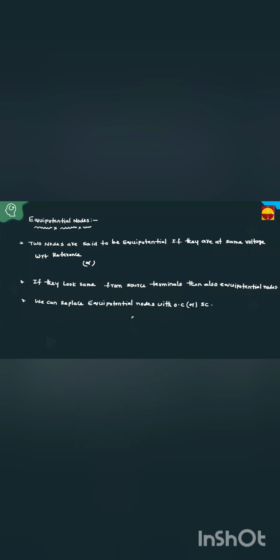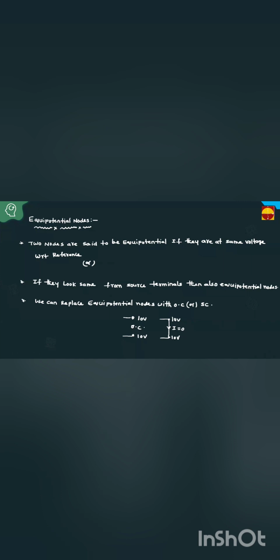See, for example, this is 10 volts, and this is also 10 volts. 10 volts on both sides means no current, and no current means open circuit. We can treat these two nodes as an open circuit. But even an open circuit can be replaced with a short circuit, because with no potential difference there is no current. Even though you connect with a wire, current will not flow.